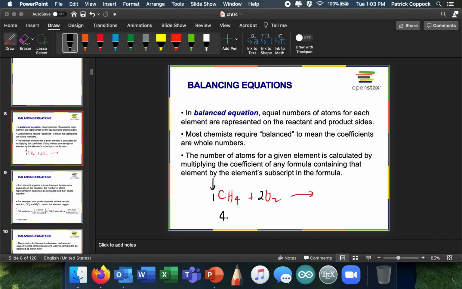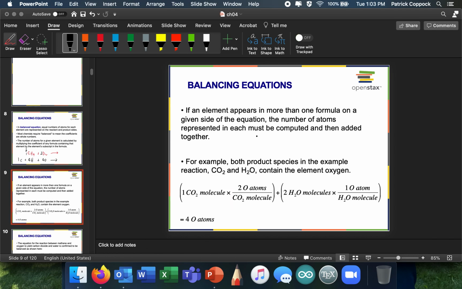So there are 4 atoms of hydrogen, 1 atom of carbon, right? And can you see if I'm multiplying 2 and 2, there are going to be 4 atoms of oxygen, right? And that's what we mean by this last statement. The coefficient times the subscript.